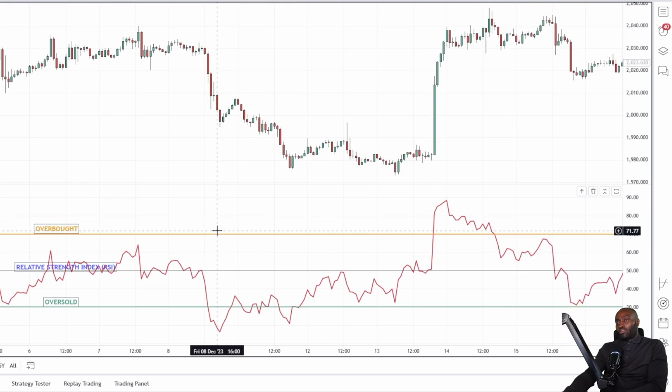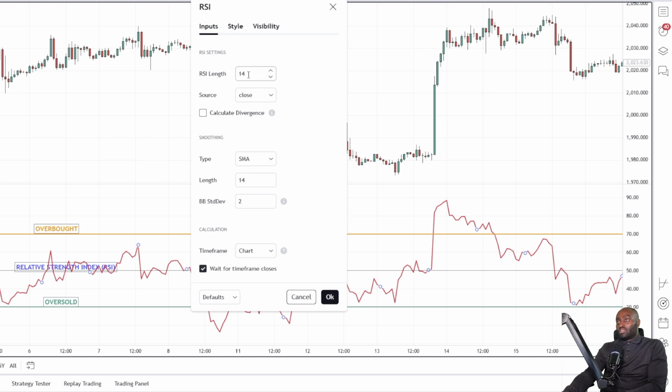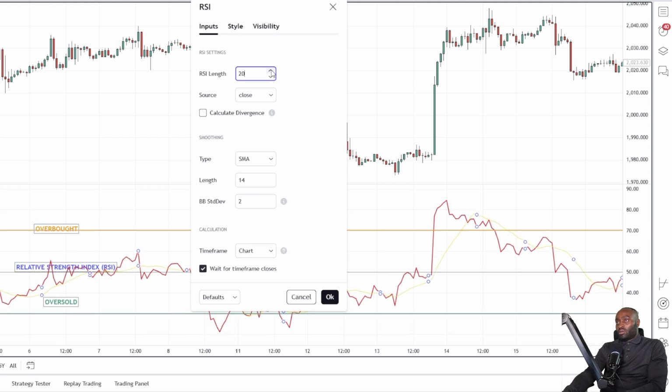If when you're using the RSI, you notice that sometimes the RSI is far below the oversold level or far above the overbought level, what you can do is double click and change the length. So I'll just do that now. Currently the RSI length is on 14. The higher the length, what you'll see is that the less reactive the RSI will be. So I'll go to the extreme so you can see that now.